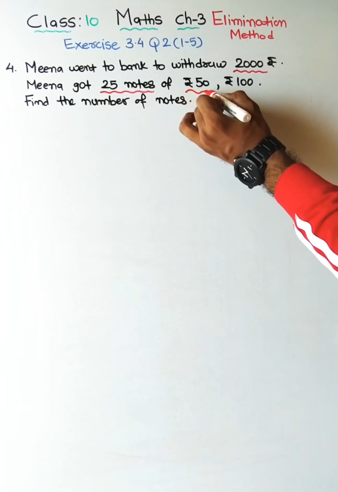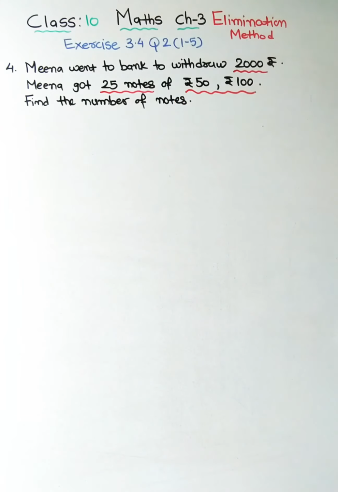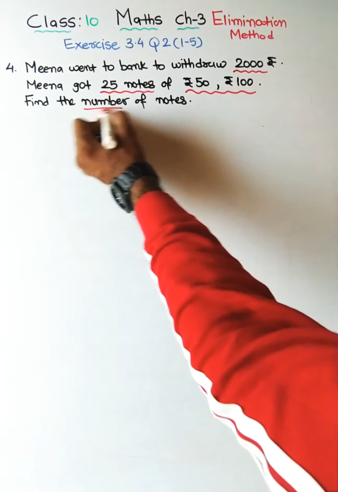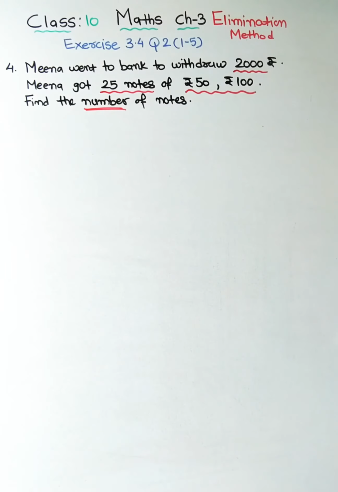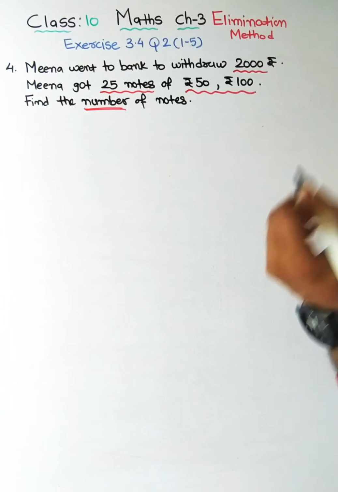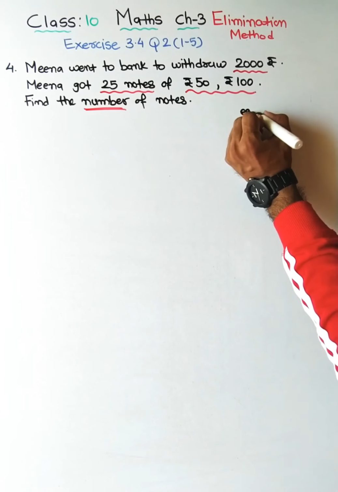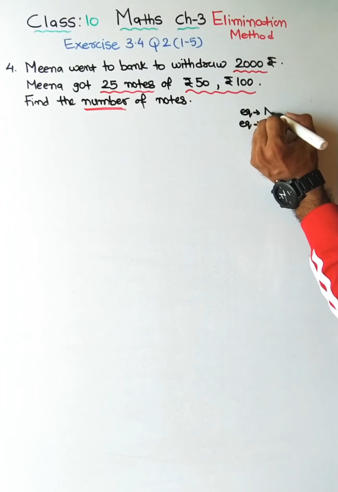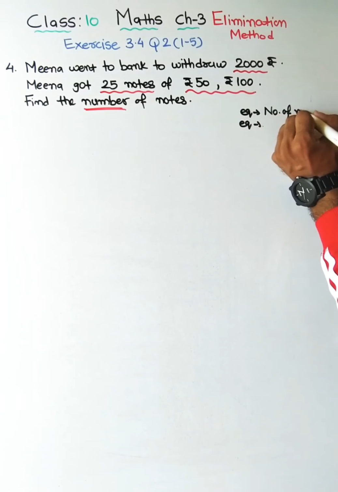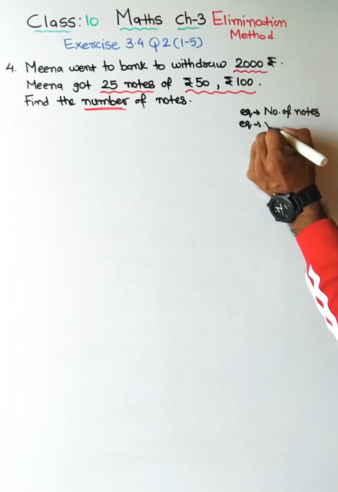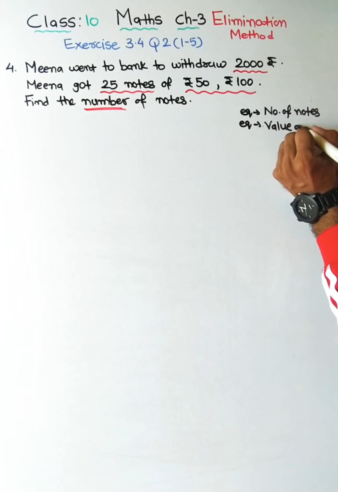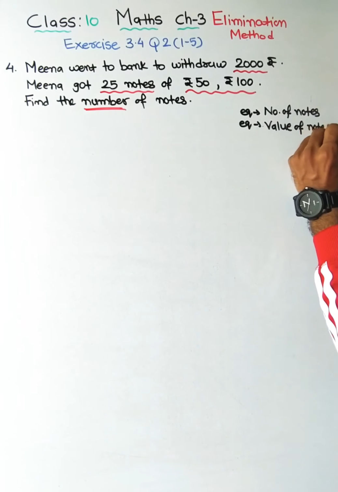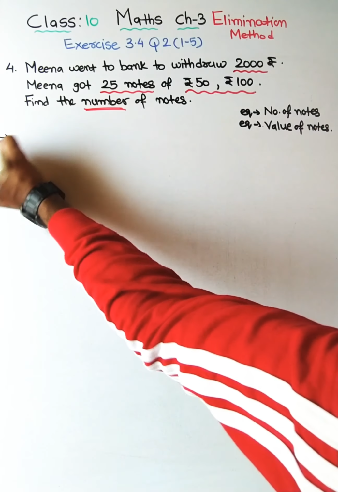Now that contains 50 rupees notes and 100 rupees notes, and we have to find out the number of those notes, right? Now whenever this kind of question comes, we have to remember the shortcut that two equations will be there. One will be for the number of notes and second will be related to the value of notes. Clear?